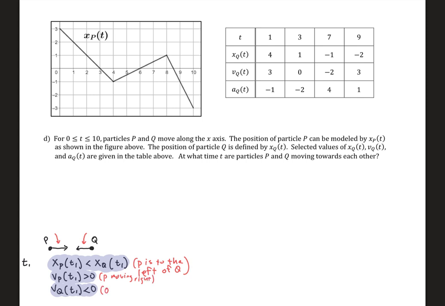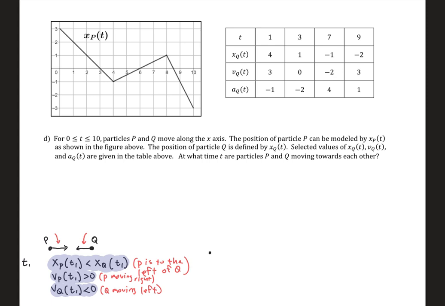And this one's Q moving left. So you have to interpret all this stuff, right? Velocity negative, that means going left. Velocity positive, going right. Velocity 0 means it's stopped or at rest. So you have to interpret all this. Okay, so that could be true, but all the opposites could be true.